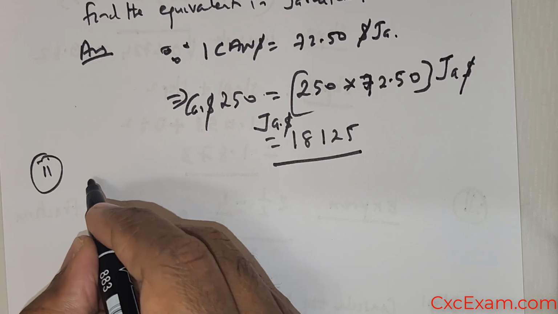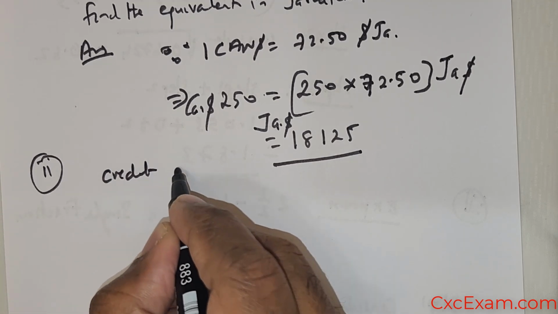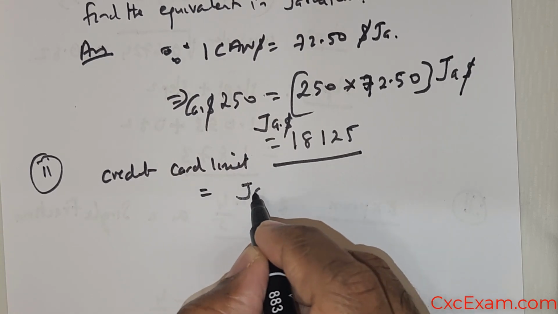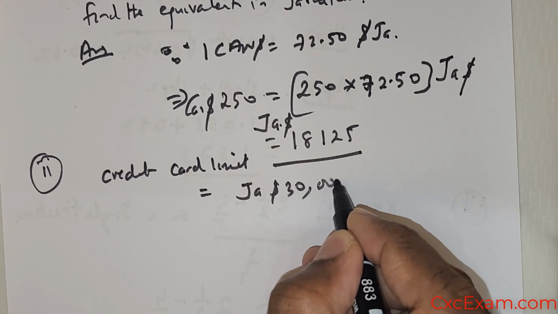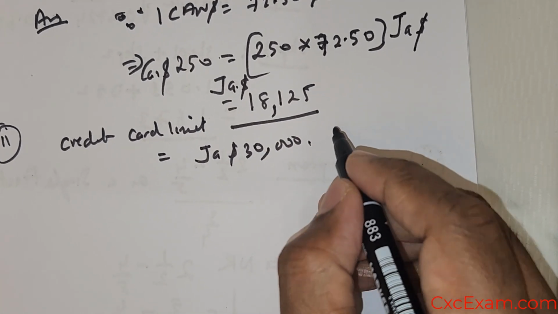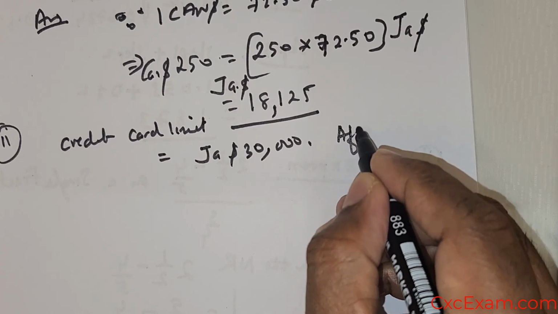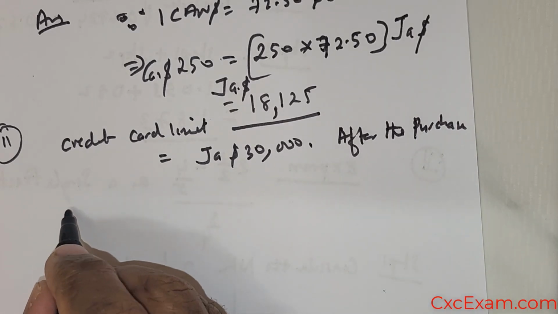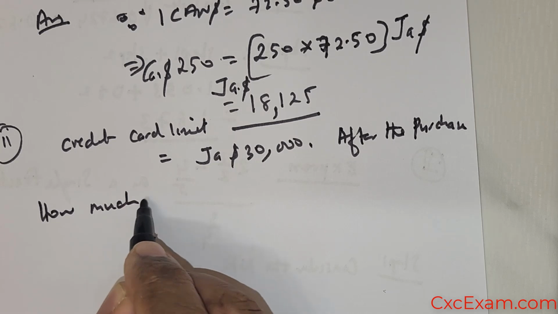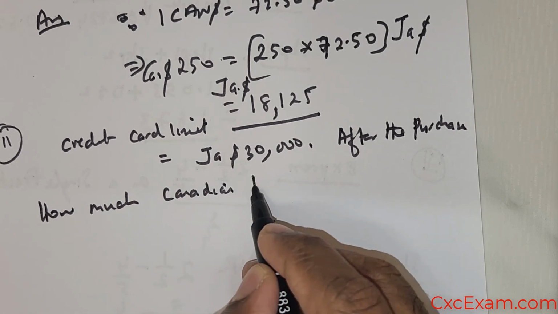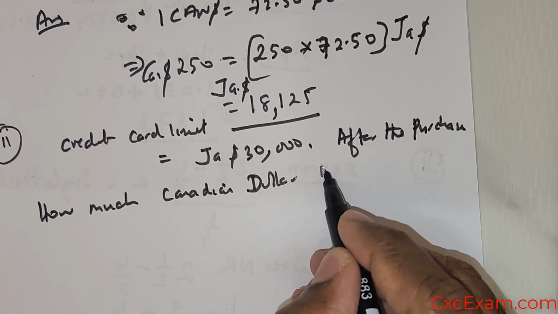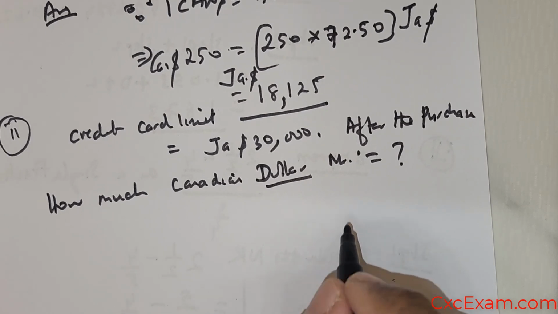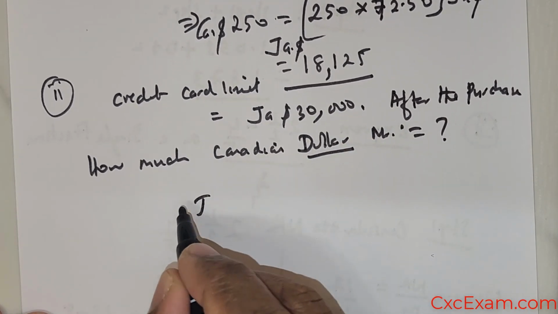It says that Mr. Steve's credit card limit is given to be Jamaican 30,000. Now we are asked to find, after the purchase, how much Canadian dollar Mr. Steve has. Okay, so we have to find that. So this is the solution.